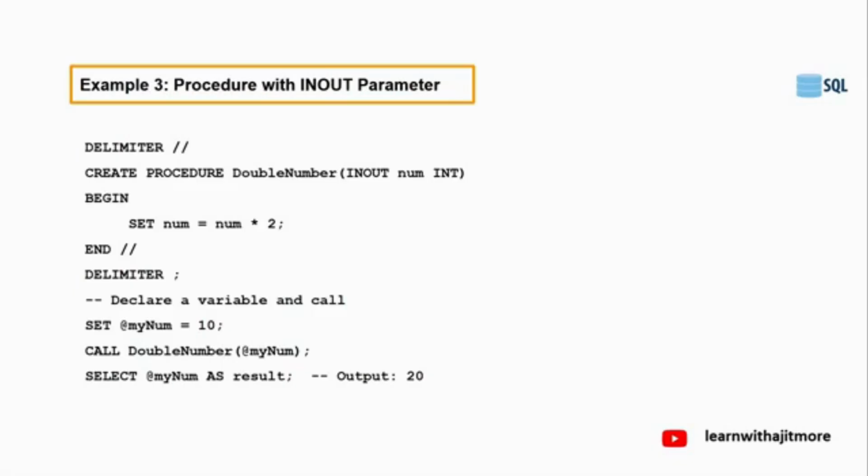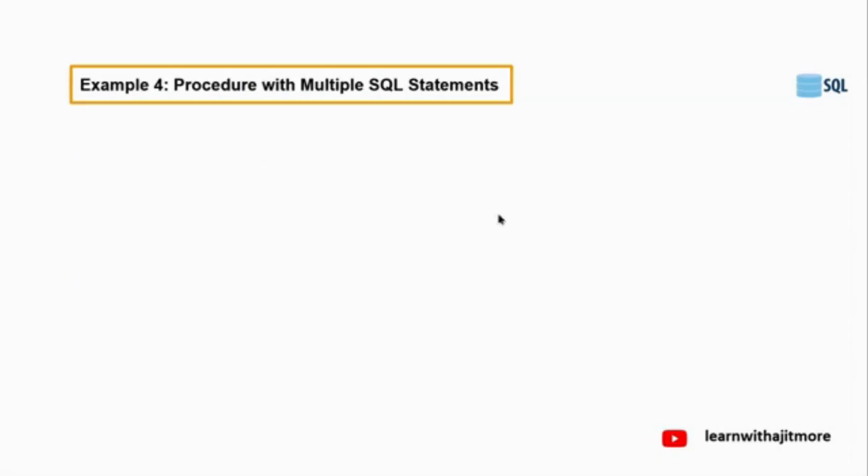So I took one example of IN, I took one example of OUT, one of INOUT. Okay. One example I'm going to take in which I want to show within the procedure, you can have more than one statement also. It's not like within the procedure, you can have only single line code. You can have multiple statements also. Okay. So one example I'm going to show in which the procedure is performing multiple lines of code.